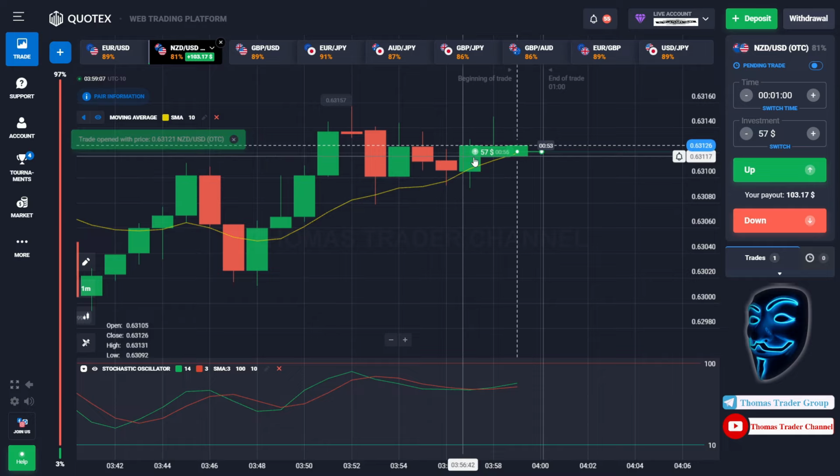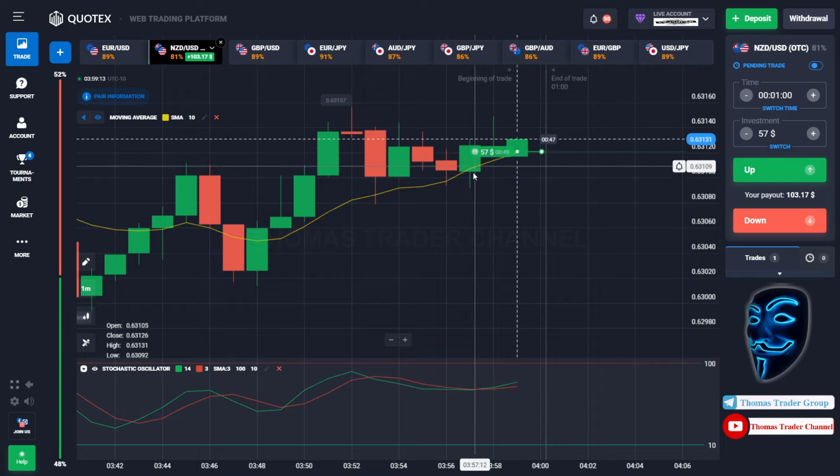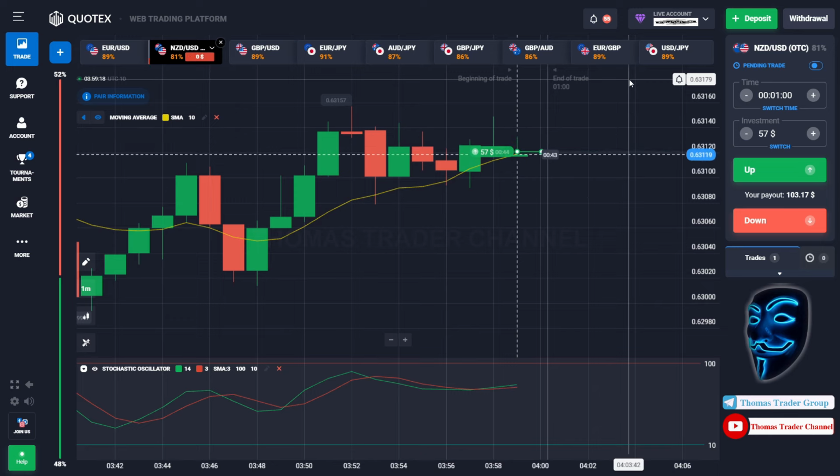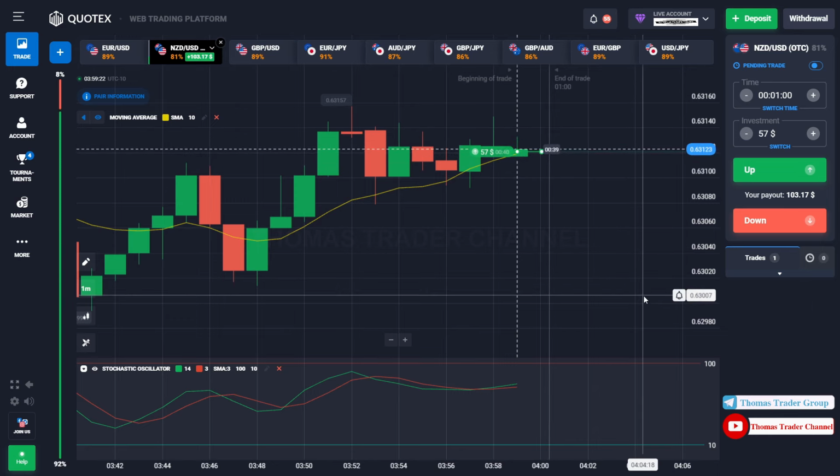As you can see, the market has just made a rebound on the moving average line. I'm sure that the market will still continue the bullish trend. Let's profit and let's wait till the end of our trade.